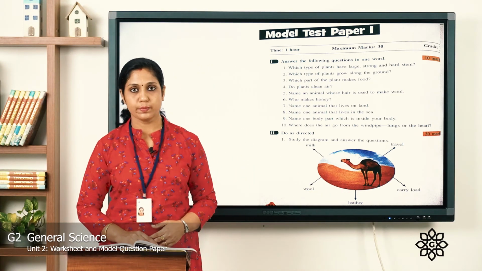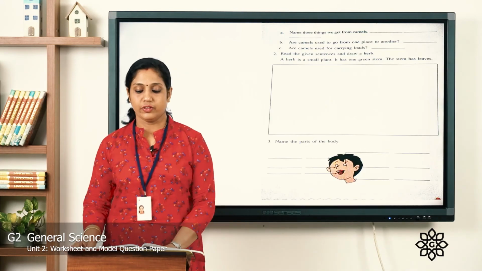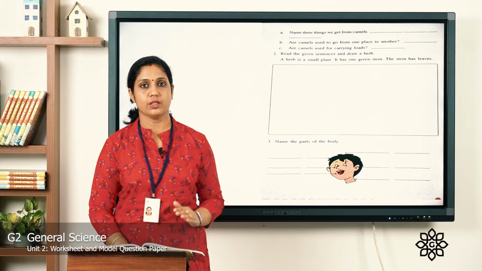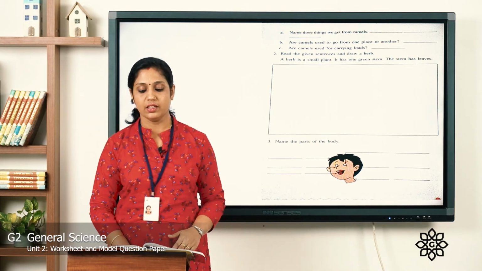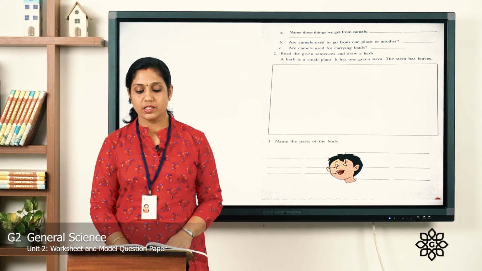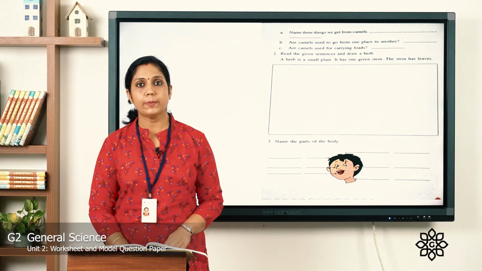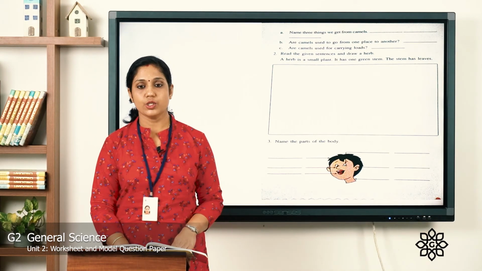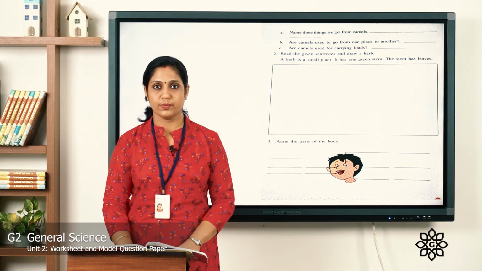So moving on to next page, page number 55. The first question, name 3 things we get from camels. Looking at the picture, you can answer this. B, are camels used to go from one place to another? Third C, are camels used for carrying loads?